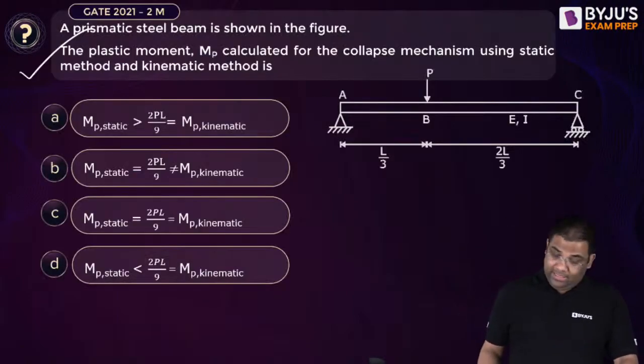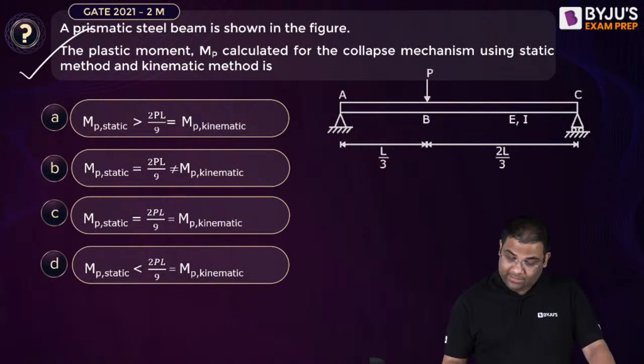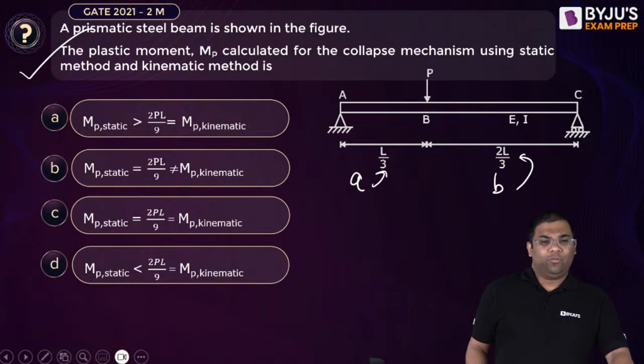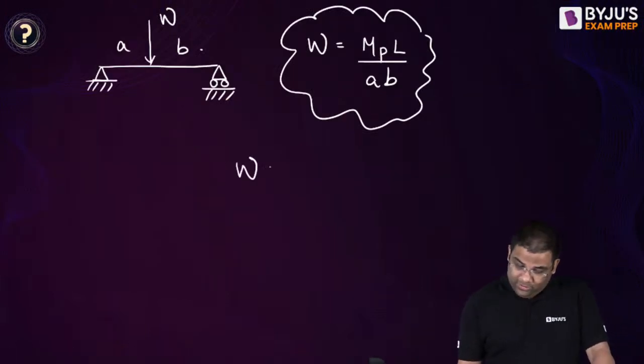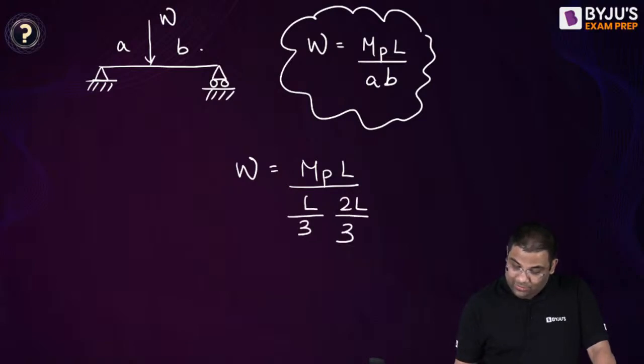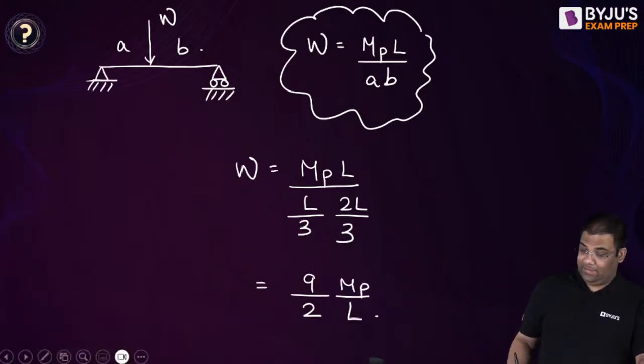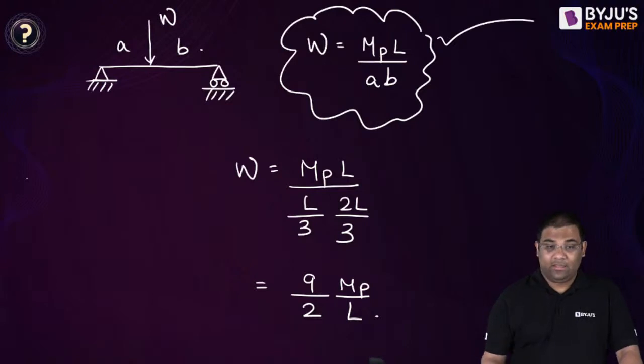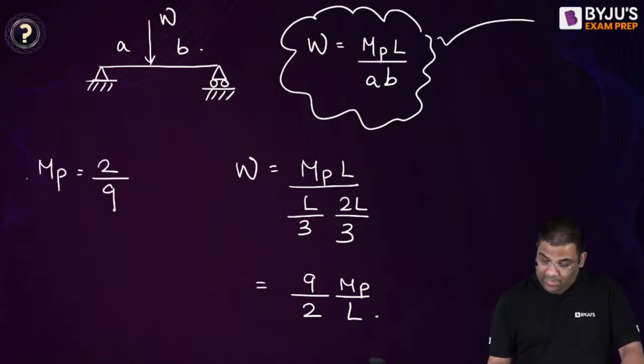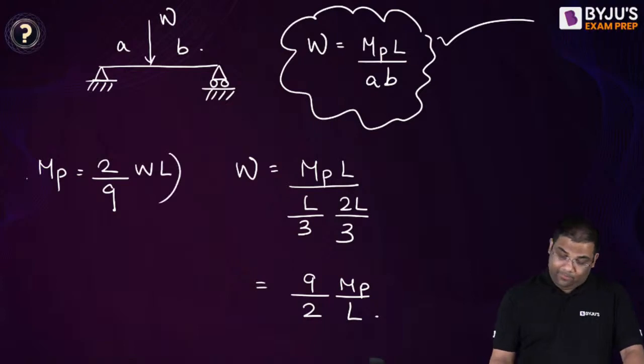Okay. So you see here A is given how much? L by 3, right? And B is given 2L by 3. So just put these values, right? So W is equal to MP L, L by 3, 2L by 3. So you can see it is 9 by 2 MP by L. But what is asked? MP is asked. So collapse load is this. So from here I can say MP is equal to 2 by 9 W into L.